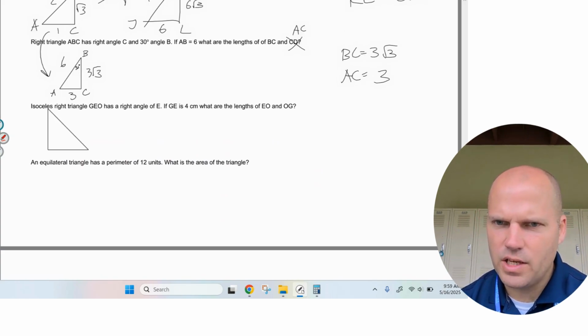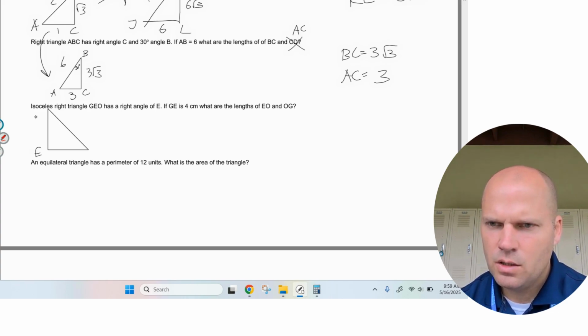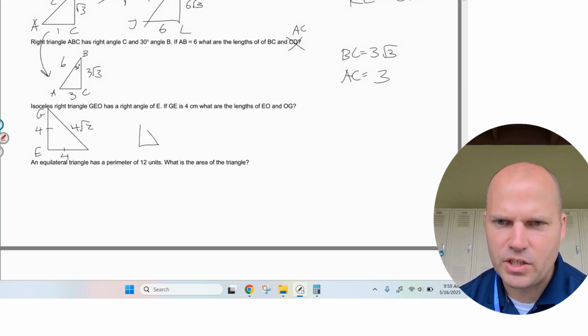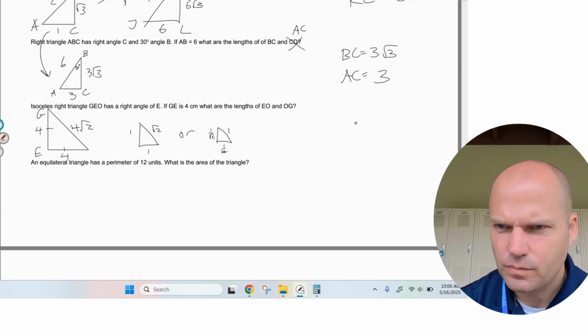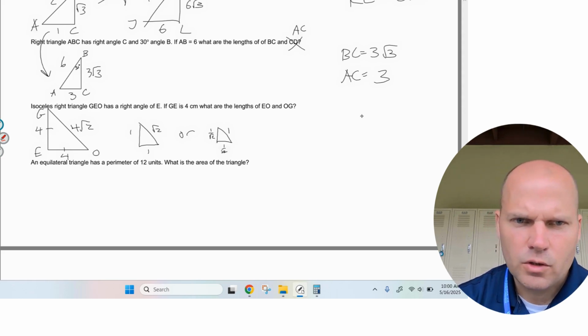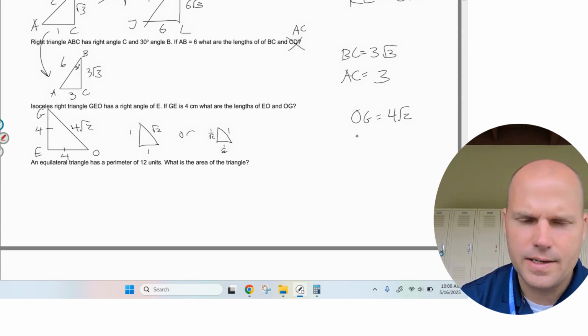GO, right angle E. GE is 4. Since it's isosceles, this is 4, this is 4√2. Remember, you have two isosceles right triangles: you got 1, 1, √2, or you got the smaller triangle, 1 over √2, 1 over √2, 1. So OG is 4√2 and EO is 4.